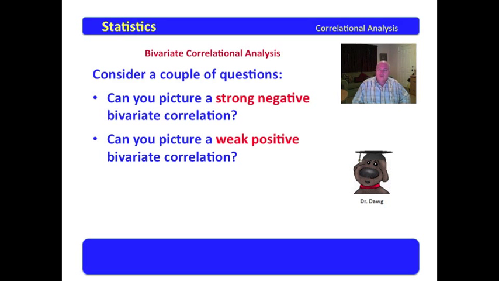Okay, can you picture a weak positive bivariate correlation? Positive means that they travel together. Weak means there's not much relationship in the decisions that are made. You can't depend that if one does one thing that the other one will necessarily do that. As a husband, I consider my relationship with my wife. We tend to travel the same direction, but sometimes that traveling is a little weak.